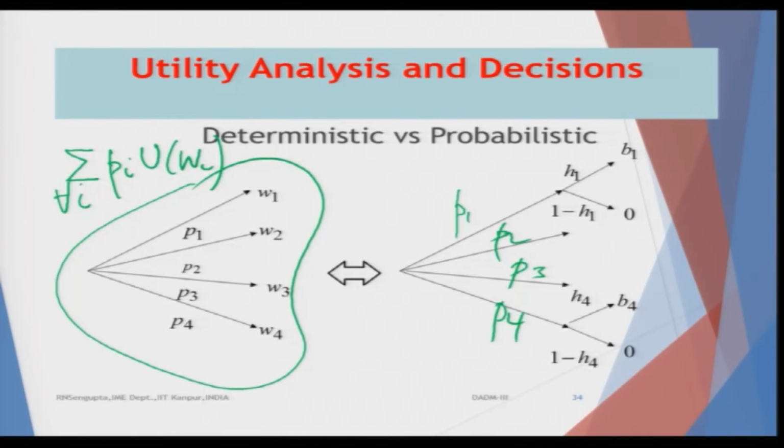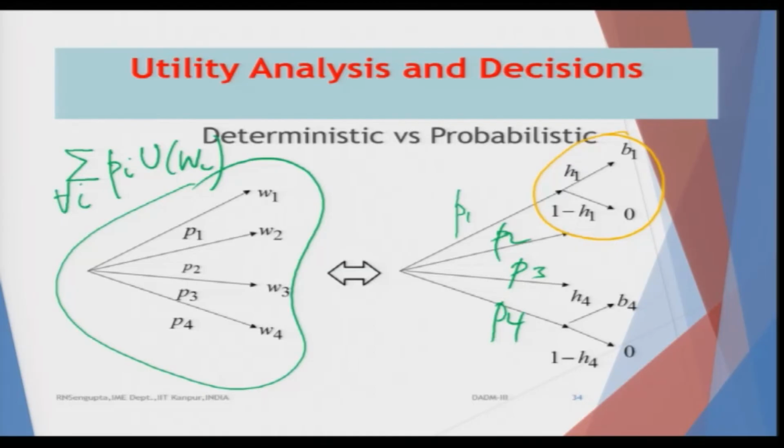So, I want to find out the expected value, so I have to break them up. What I mean is that first find out the utility of this arm. That will be H 1 into U of B 1 plus 1 minus H 1 into U of 0. Similarly, the second one will be H 2 into U of B 2 plus 1 minus H 2 into U of 0. Based on that we find out the expected value for each of the binomial outputs which you are getting.